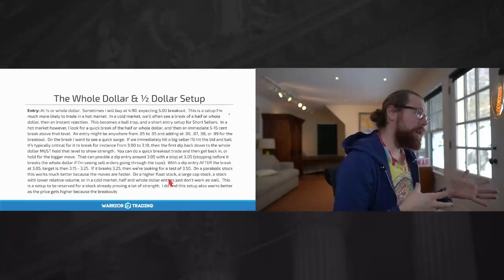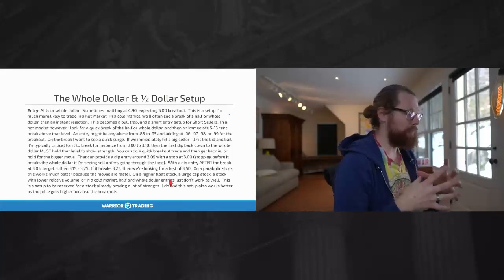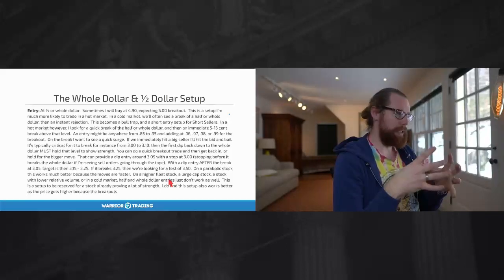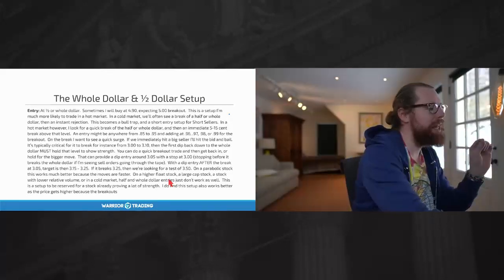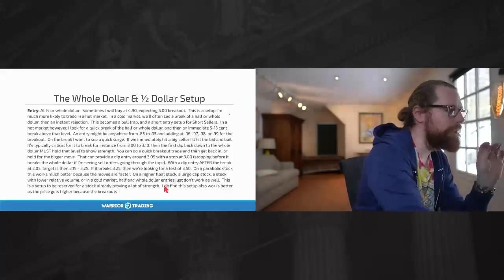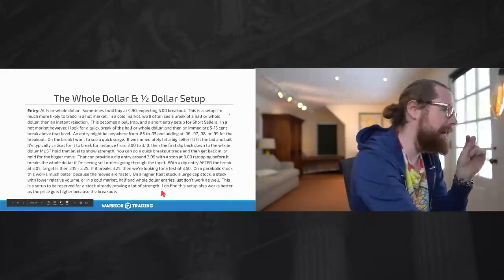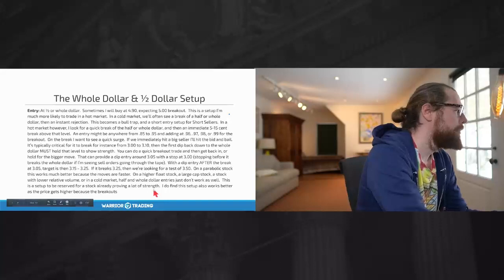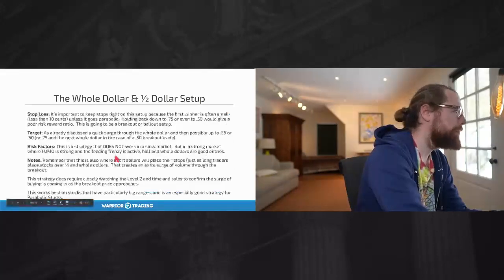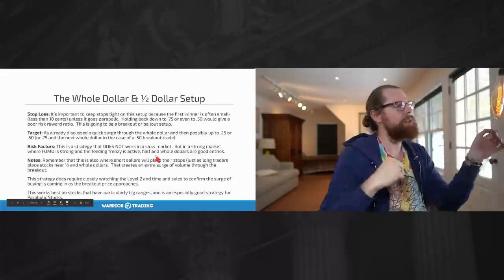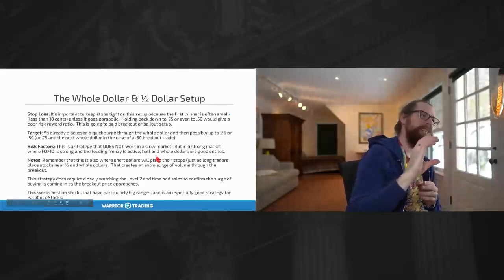They work better on stocks that are really within our focus for having the potential to go 20 to 30% in one day. But they work on other stocks. But the $0.50 whole dollar breakout is really specific to a hot market and a stock really moving fast. And I do find the setup works a little bit better as the price gets higher because the breakouts through those levels start to get bigger and bigger. So now our stop loss, it's important to keep stops tight on this.